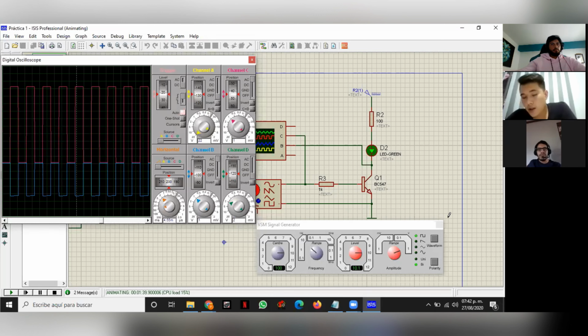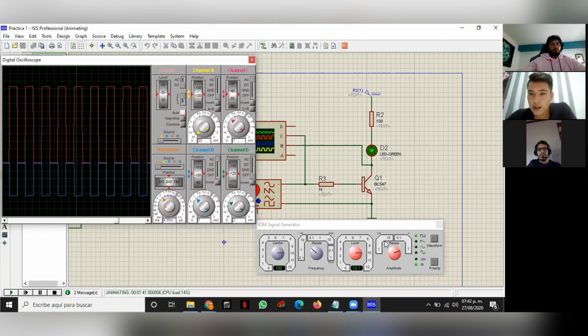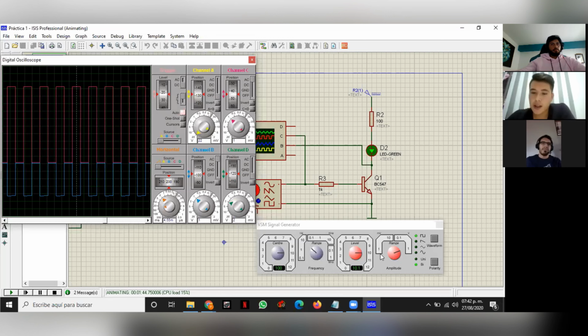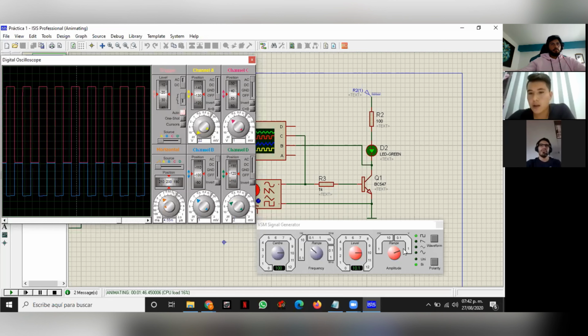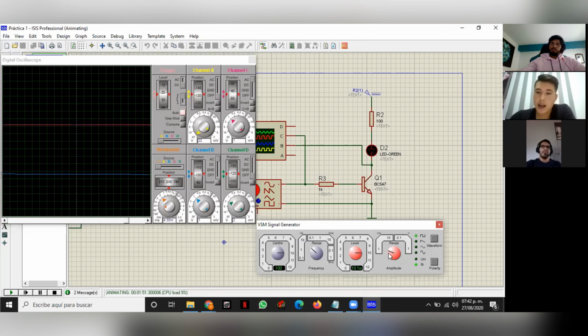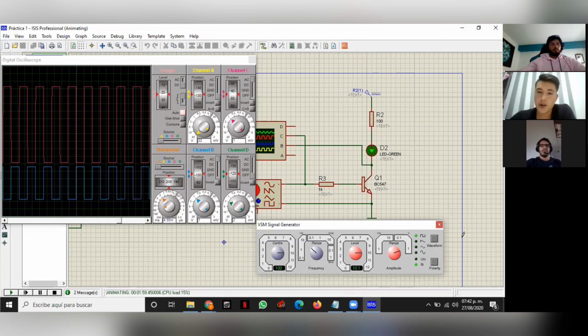And finally, I'm going to talk about the brightness of the LED that we can modify by decreasing or increasing the voltage. So right now it's turned on, but when I decrease the voltage, the brightness of the LED starts to turn off. And when I increase the voltage again, the brightness of the LED turns on.